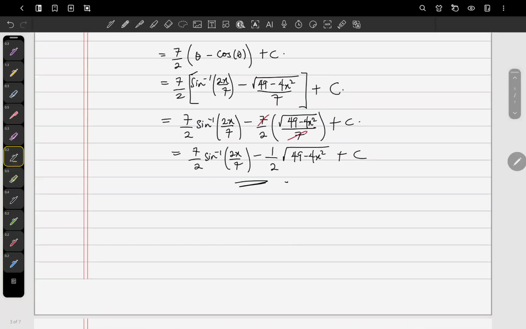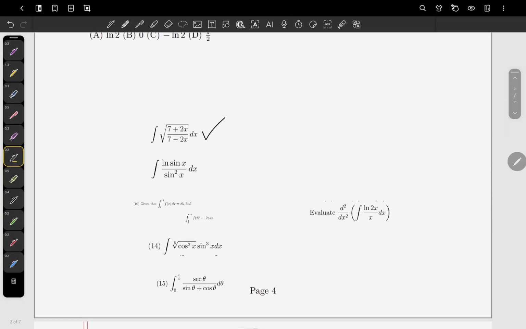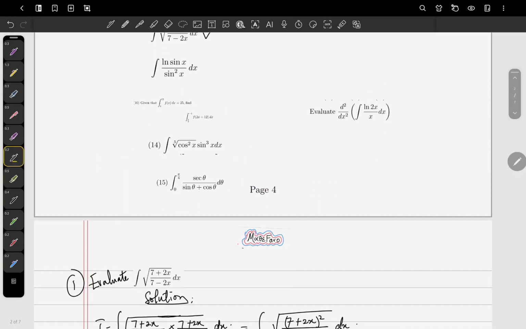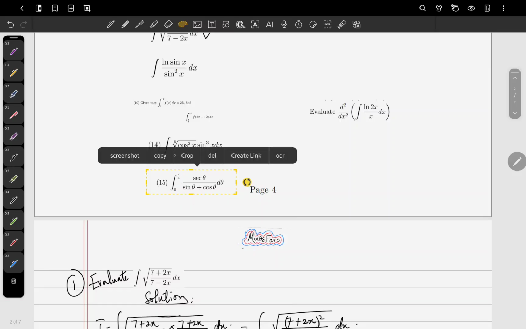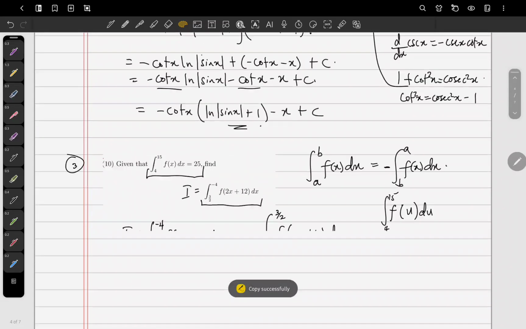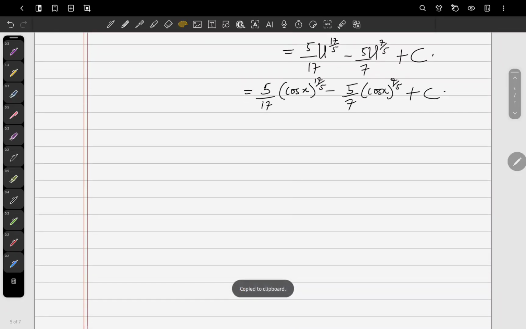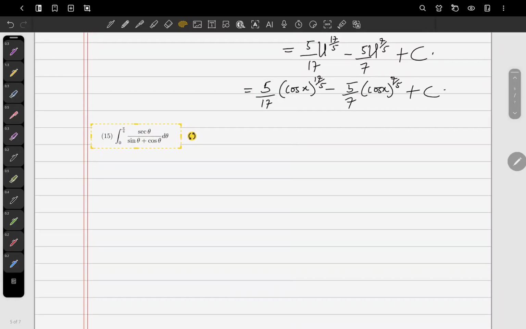Sweet. The next one, which I believe is the last one. Yay, finally we are getting to the end. So copy. Let me see, will this space be enough? So what do we have here?